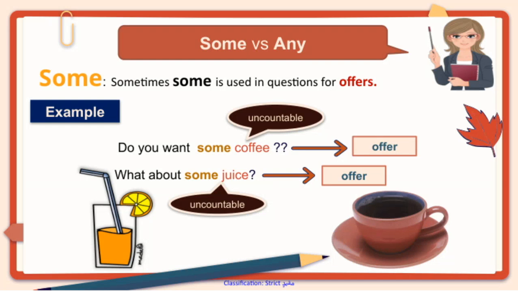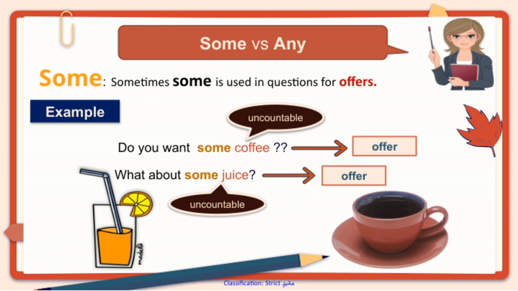Now let's look at how we use some with uncountable nouns. For example, if I want to offer someone a drink, I might say, "What about some juice?" Or, "Would you like some coffee?" Here, some is used to refer to an unspecified amount of an uncountable noun. It's important to remember that some is often used in questions when we're making offers or suggesting something. Like in this case, "Would you like some coffee?" It sounds friendly and polite, right?